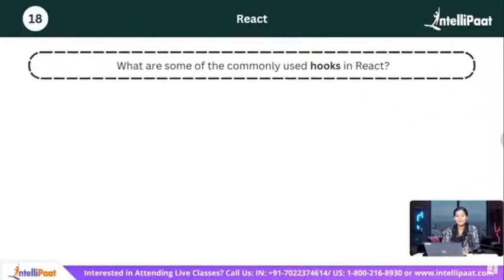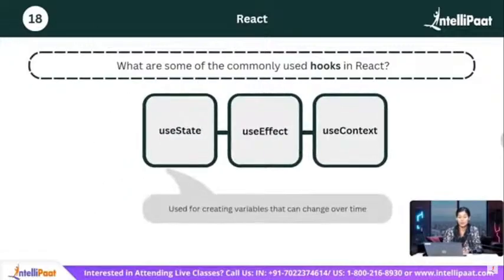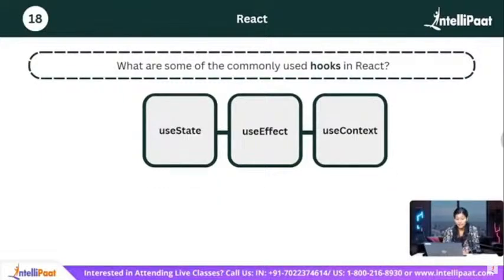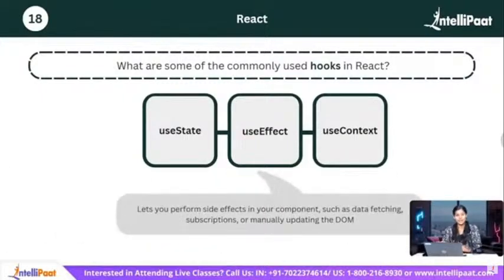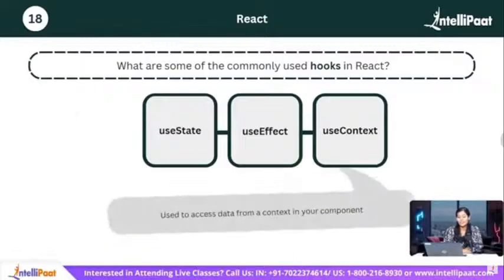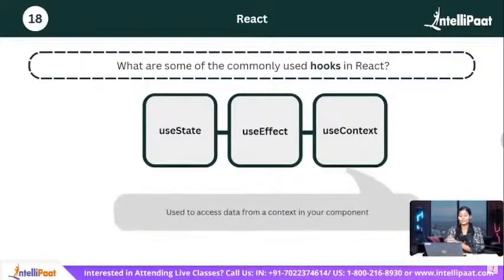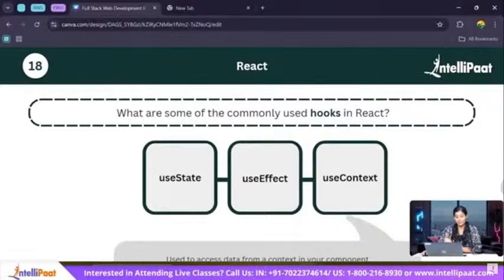Moving on, what are some of the commonly used hooks in React? Now in React, there are a lot of hooks like useState, useRef, useReducer, useContext. But in this particular question, we'll be looking at the 3 most commonly used React hooks. That is useState, which is used for creating variables that can change over time. useEffect, that is used to handle the side effects in a component. Then useContext, which is used to access data from a context in your component. For a better understanding, let's consider an example.